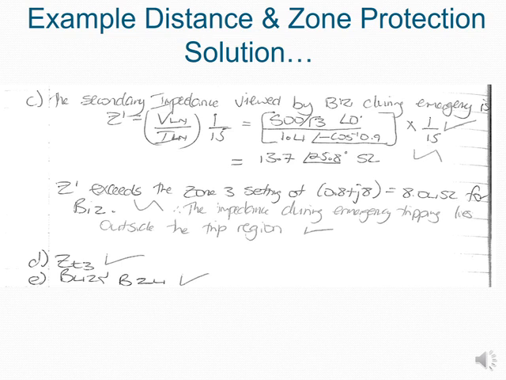Then you go to part D, that was asking which of those zones, 1, 2, or 3, would take out your P1 and your P2, and we find it would be your zone 3 reach. And then I already answered E, the ones that will take out your P1, and it is your B42 and your B24.